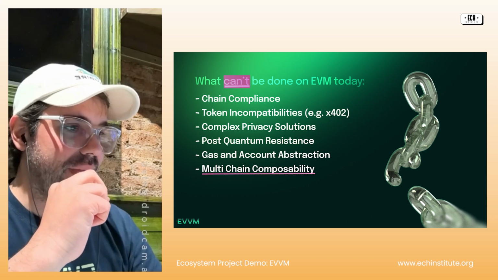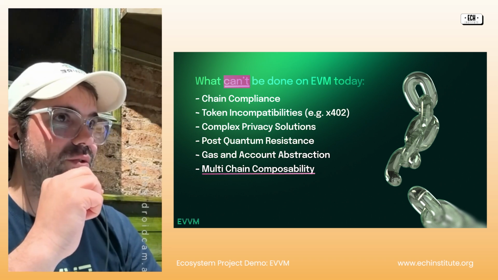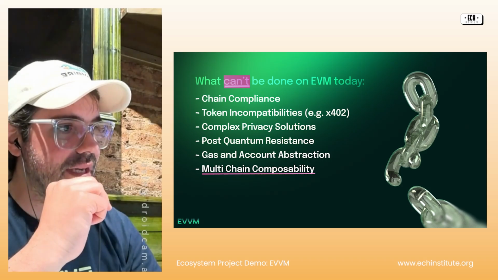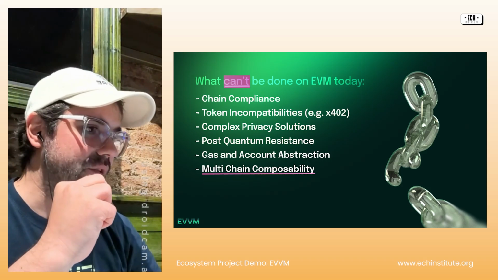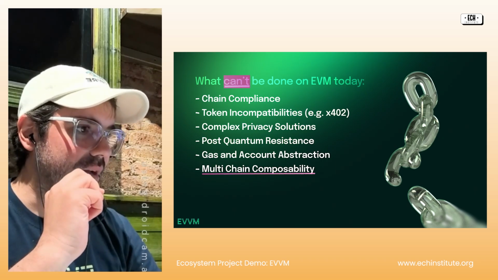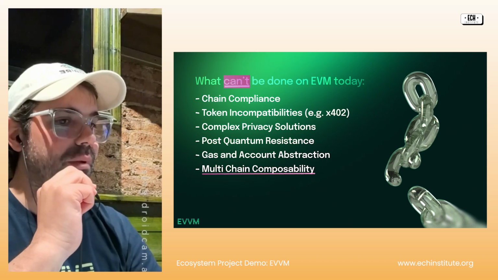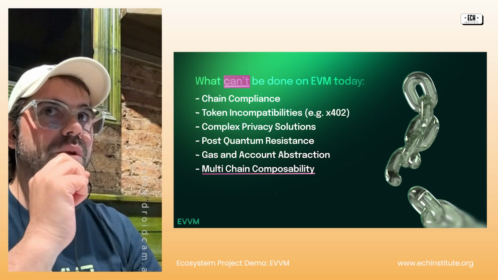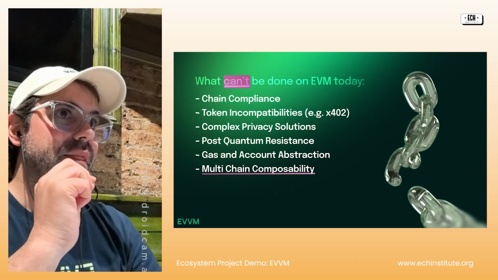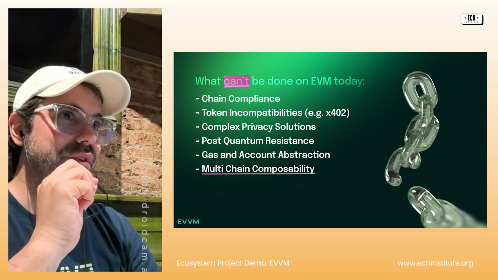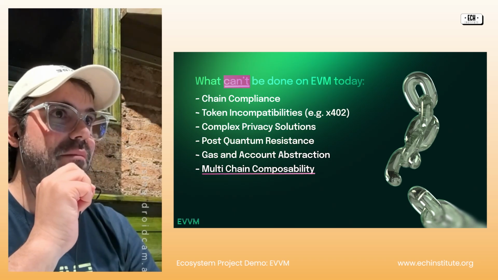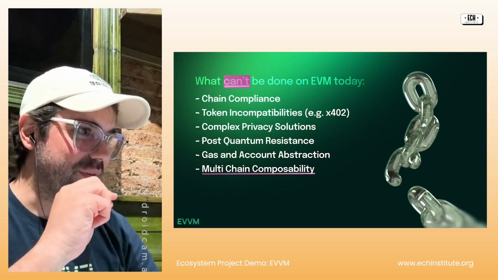Token incompatibilities. For example, X402, to be used by any service, has to be wrapped or has to be a token launched respecting some EIP that supports a paymaster and a few other functionalities. Complex privacy solutions. We know that when we talk about privacy, there are a lot of signatures involved. There are a lot of different protocols that we need to audit. And later, sadly, there are many drained protocols and treasuries.